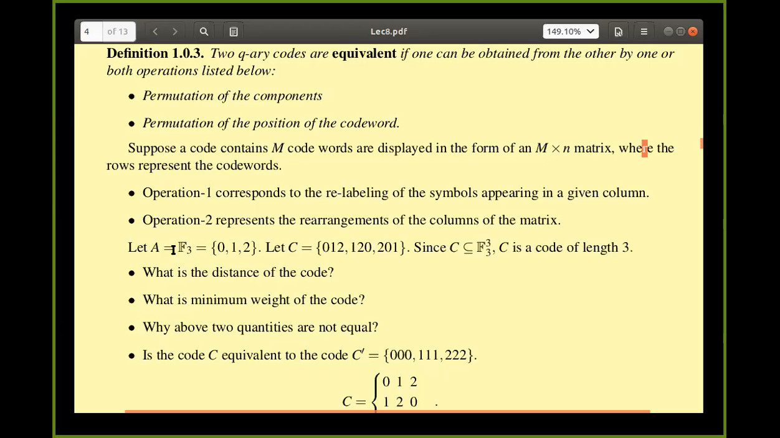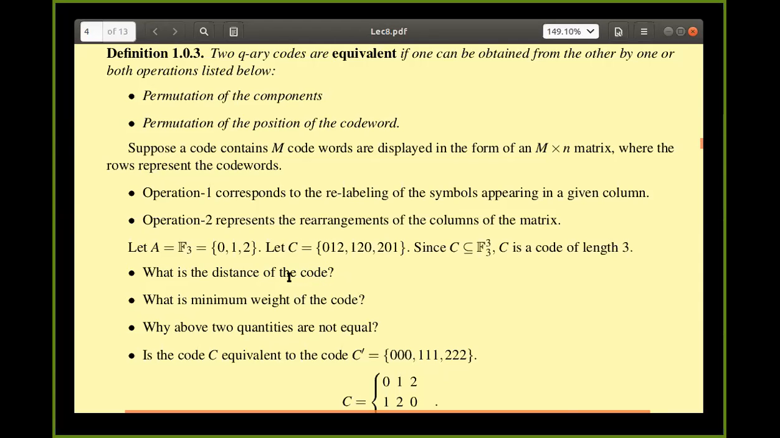For example, my symbol set is F3 equal to 0, 1, 2. So is this a code? Yes, it is a code, because a code is simply a subset of F3 power 3. It need not be a linear code, but it is a code, right? So it is a code of length 3. Clear? What is the distance of the code? Somebody? 2. Why is the distance of the code 2?